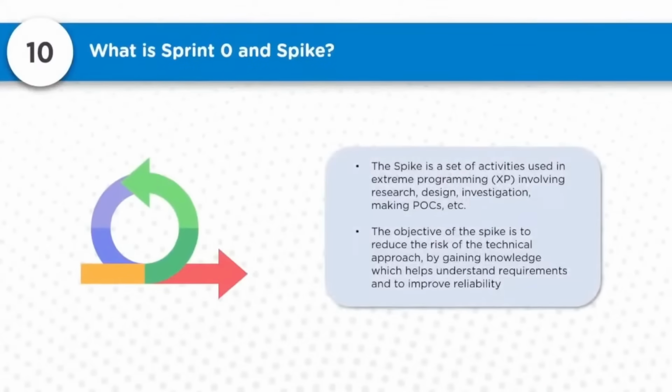So speaking about spike, spike is a set of activities used in extreme programming. I think this was introduced there, in extreme programming, which is one of the Agile methodologies. So it involves research, design, investigation, making proofs of concept, etc. The objective of a spike is to reduce the risk of a technical approach by gaining knowledge which helps in understanding requirements and improving reliability. So the more aware we are, the more clarity we have, I think taking the next step will become easier. So you can take informed decisions.